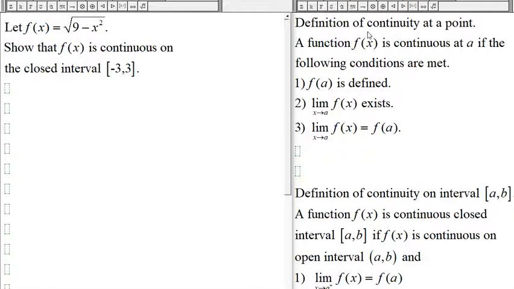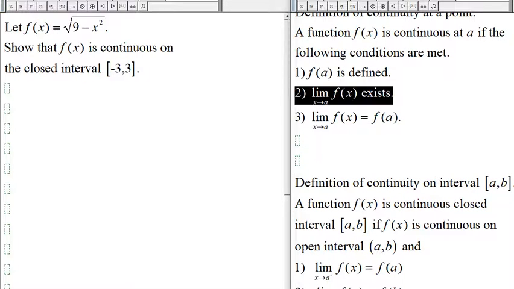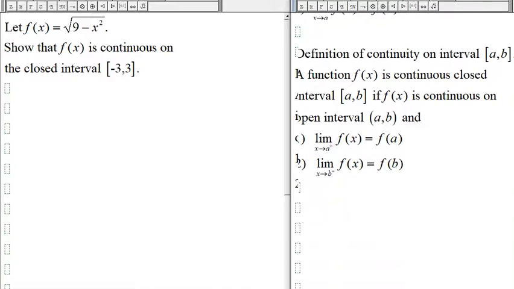So far we talked about continuity at a point, but we also have a definition of continuity on a closed interval [a, b]. The definition is: a function is continuous on the closed interval [a, b] if the function is continuous on the open interval (a, b). And then we also have to show that the limit as x approaches a from the right is equal to f of a, and the limit of f of x as x approaches b from the left is equal to f of b. So what that means is this.